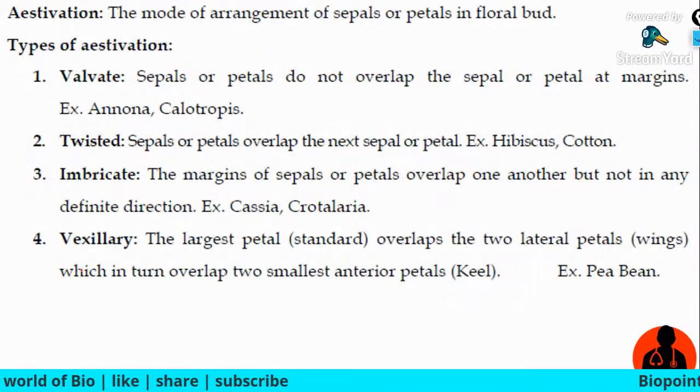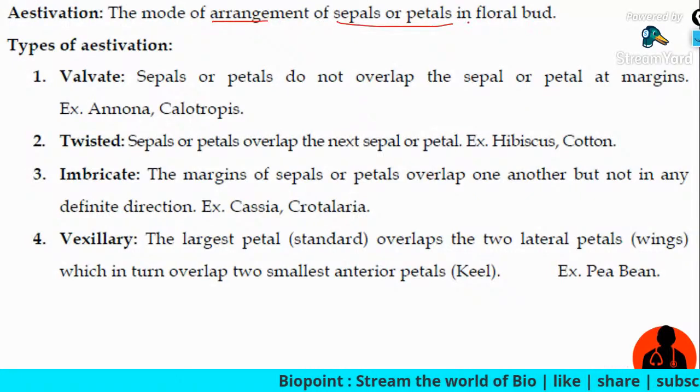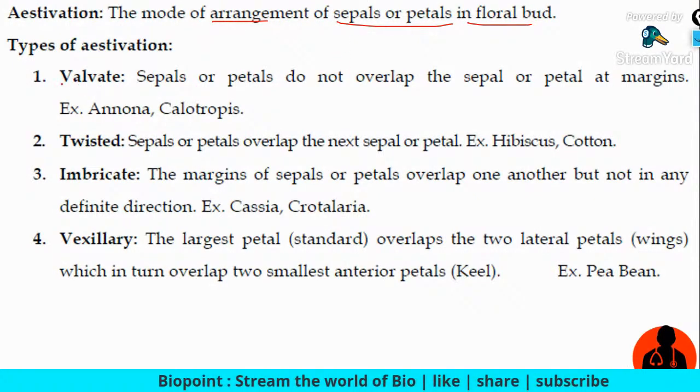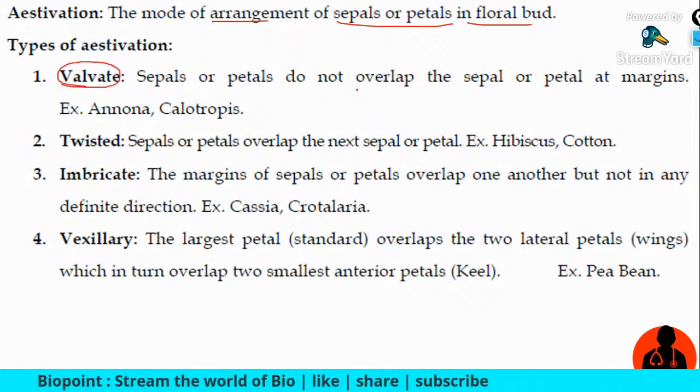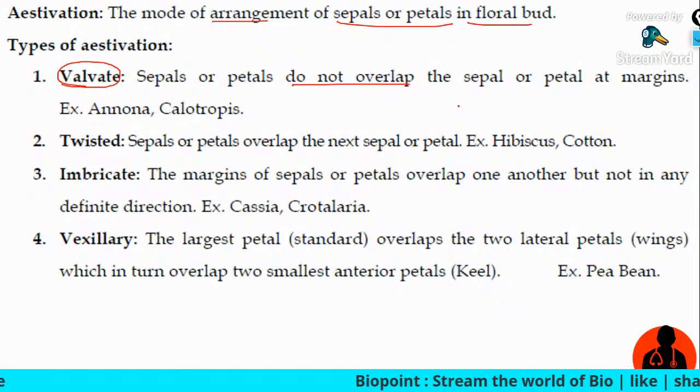Yes, everyone. So let's move on to the types of aestivation. Aestivation is the arrangement of petals or sepals in a floral bud. First one is valvate aestivation. Sepals or petals do not overlap. It might be better if you have your NCERT diagram alongside.